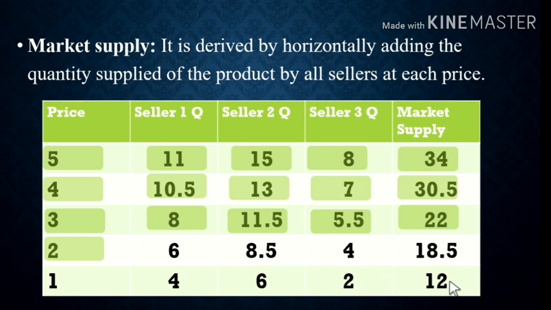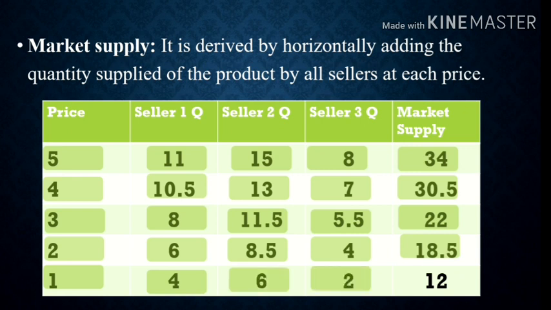እቺ 18.5 ከየት ነው የመጣችው ሲባል, 18.5 is horizontally adding the quantity supplied of all sellers. ይሄንን horizontally 1, 2, 3ቱን ስንደምር we're going to get 18.5 ማለት ነው። Finally, price has decreased to 1. ወደ 1 ሲቀንስ seller 1 ወደ 4 ቀነሰ, seller 2 ወደ 6 ቀነሰ, and seller 3 ወደ 2 ቀነሰ, and the market totally reduced the quantity supplied to 12. So this 12 is a horizontal sum of 4 plus 6 is 10 plus 2 is 12.